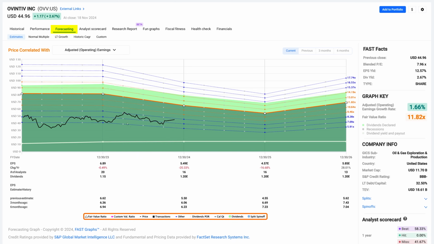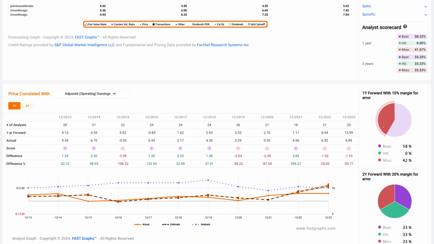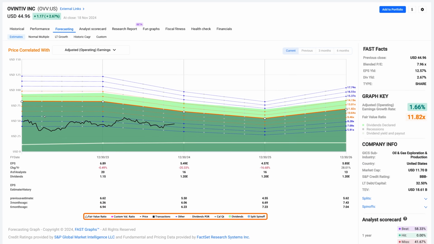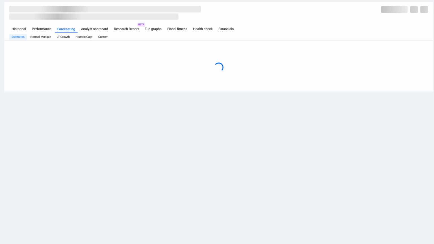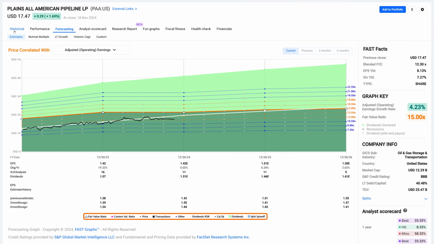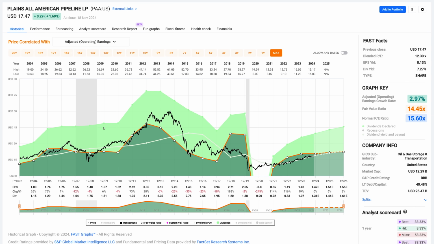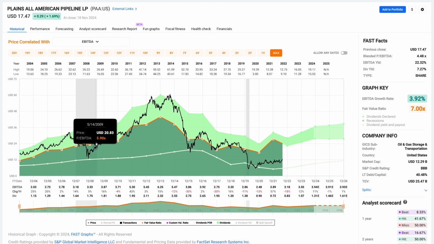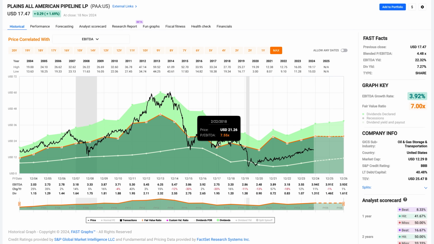But once again, if I go into forecasting and I look at the analyst scorecard, they miss quite often. About a third of the time they get it right with a 20% margin of error. But once again, I'm not real sanguine about these companies. And here's Plains All American, which is another MLP. If I look at it from earnings, it doesn't look so hot. If I look at it from EBITDA, I get a little better picture. I still see the effect that deteriorating fundamentals have on stock price, but also on dividend income, and that's the white line on the graph, if you haven't been following that. And once again, they miss estimates 50% of the time on the 1 year and a third of the time.